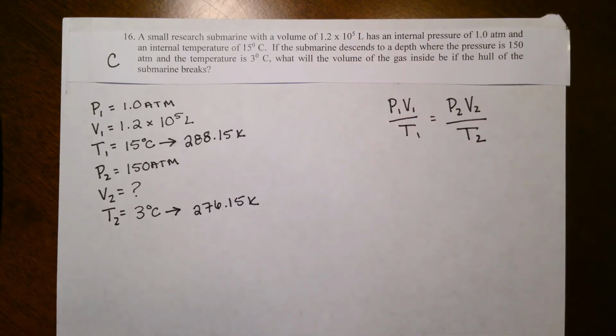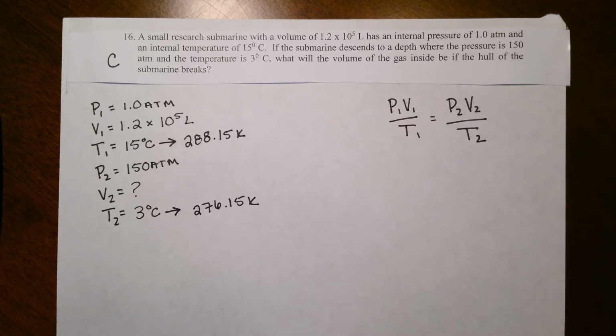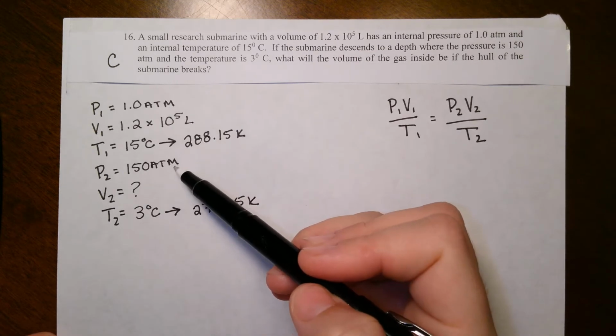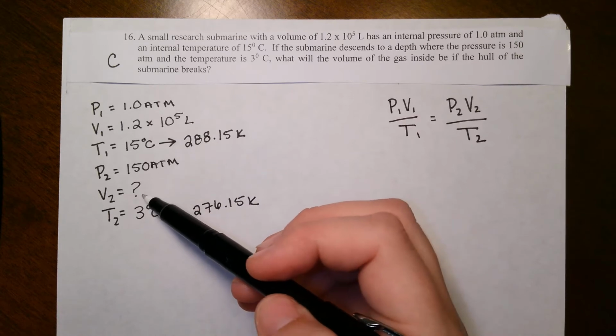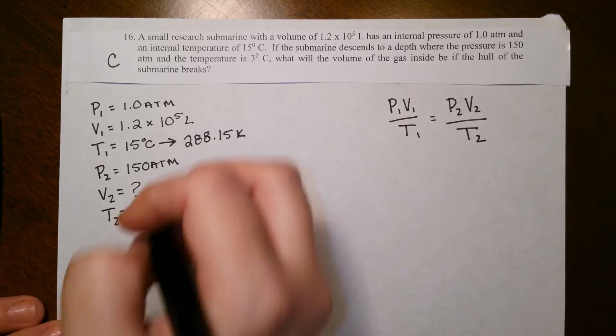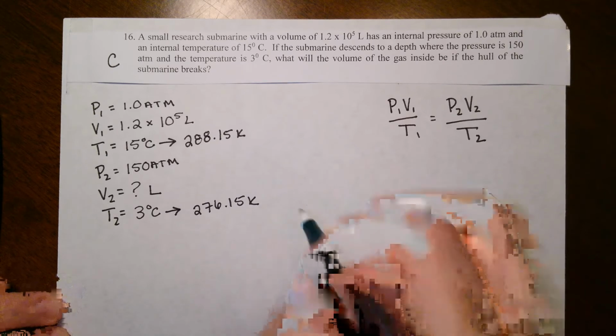The next thing we have to do for both of these is check those units, because for pressure and volume, we can plug in any unit that we want as long as it matches from our initial to our final. So for P1, we see atm. P2 is also atm. Our V1 is liters, and our V2 is unknown. But since we plugged in liters for V1, that means that V2 will be liters as well. Both of our temperatures are in Kelvin, which means we're good to go, so let's go ahead and plug everything in.